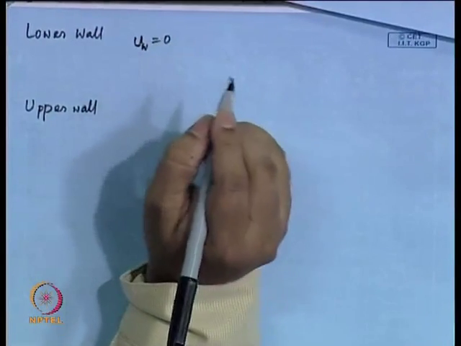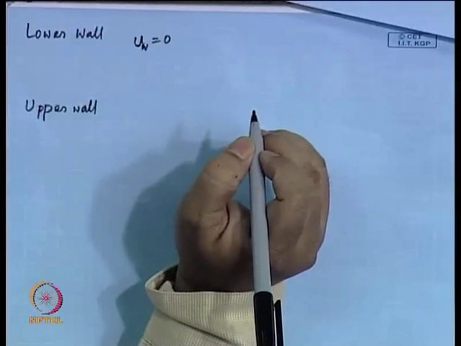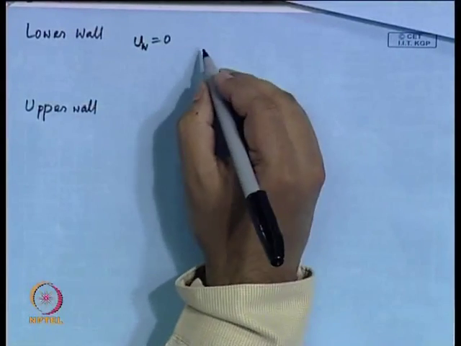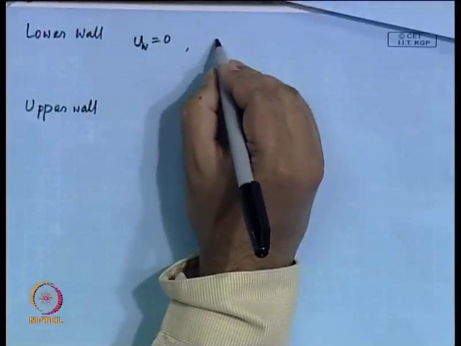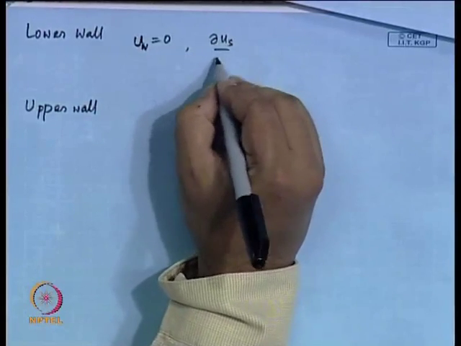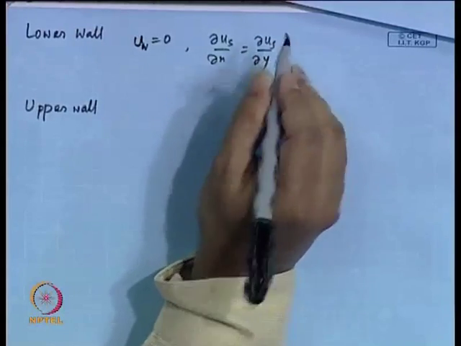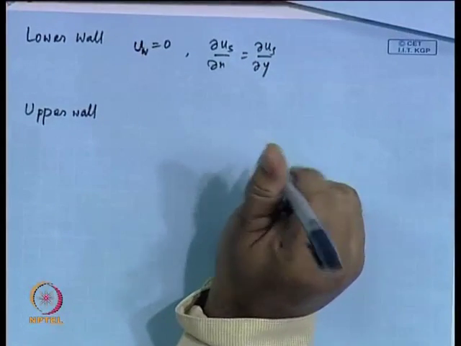u_w is equal to 0. And not only that, you have ∂u_s/∂n equal to ∂u_s/∂y, because y and the normal are in the same direction.